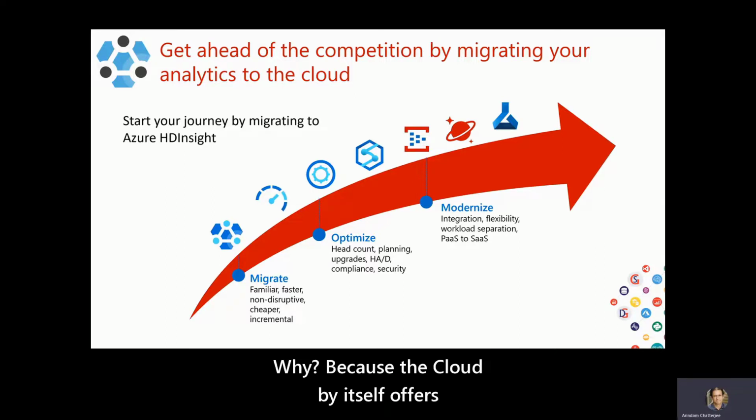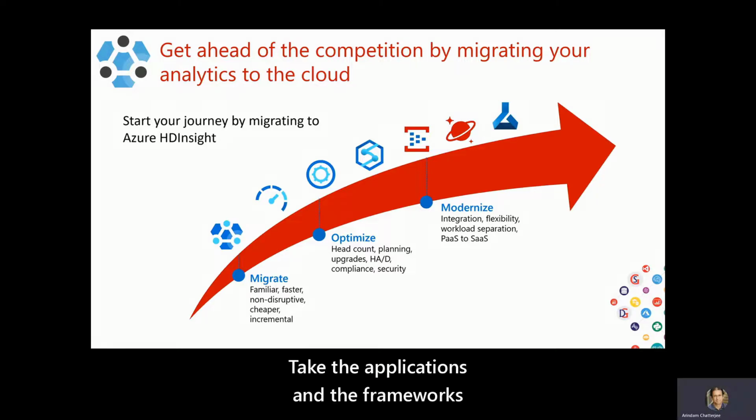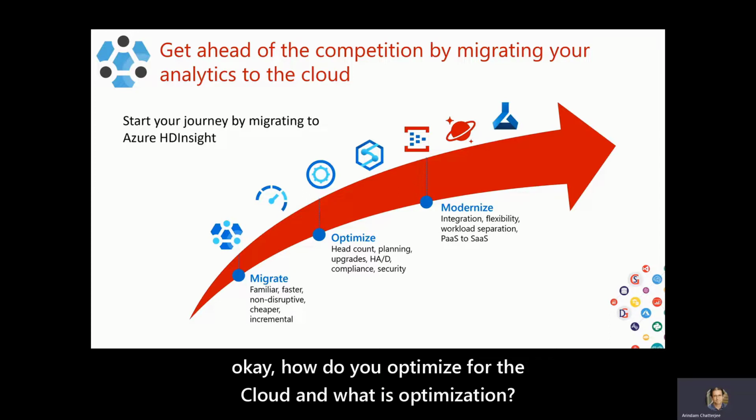Why? Because the cloud by itself offers a bunch of advantages around elasticity, cost, etc. So you want to be able to move your applications. To a large extent, you should try to lift and shift your application to the cloud. And so take the applications, the frameworks that you're familiar with in a way that is non-disruptive, and it is cheap and it is fast, move that to the cloud. That's the migrate step. When you move to the cloud, then you have to start thinking about, okay, how do you optimize for the cloud?